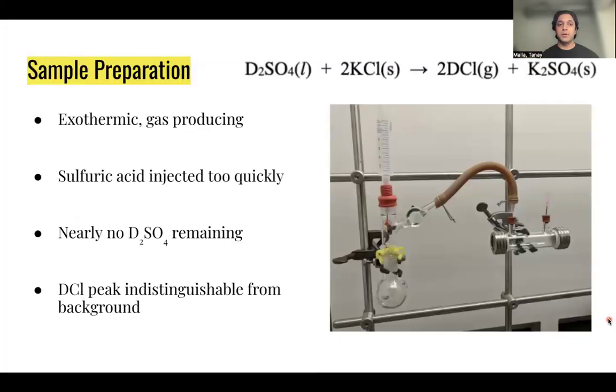As a part of the sample preparation, D2SO4 and potassium chloride were reacted to create deuterochloride gas as well as potassium sulfate. This reaction was similar for HCl, whereas H2SO4 was used instead of D2SO4, producing hydrochloric gas instead of deuterochloride.